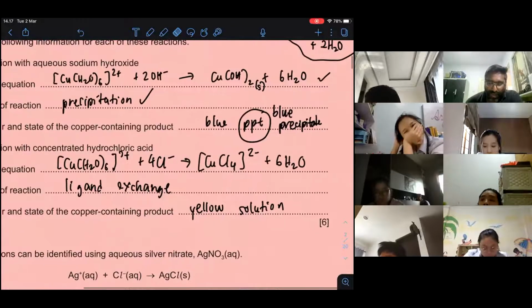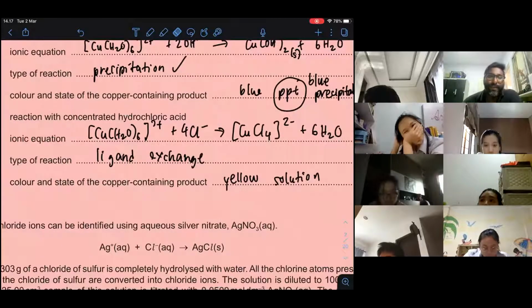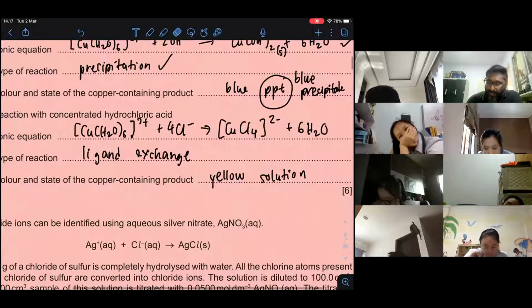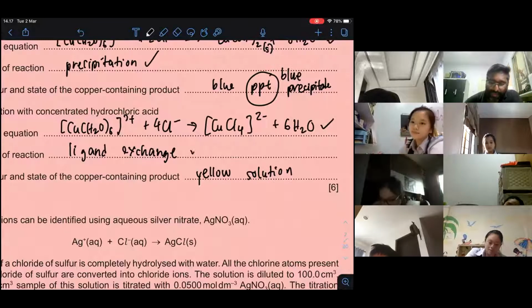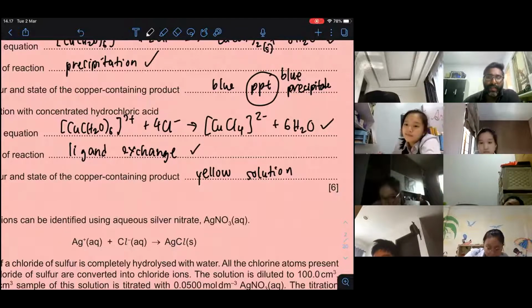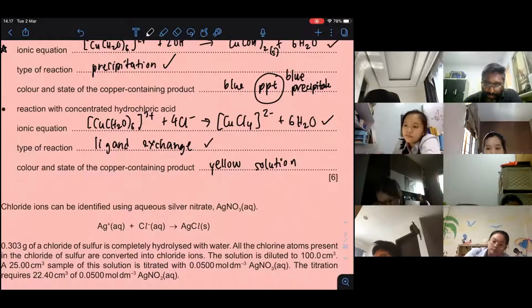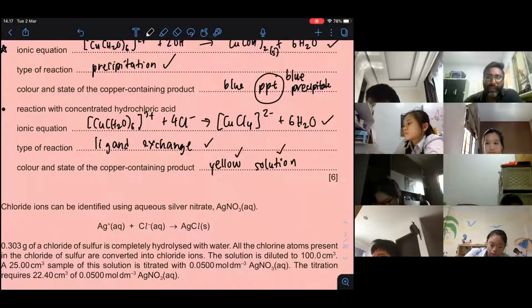So next is going to be the reaction with the hydrochloric acid. Very easy also. You remove all the H2O, you get CuCl4 2 minus. So write the equation. This is going to be the equation, and the type of the reaction is going to be a ligand exchange reaction. Ligand displacement, if you want to use these kind of terms, it's up to you. The color and the state of the copper containing product is going to be yellow. This is not precipitation, it's going to be solution. So yellow solution.